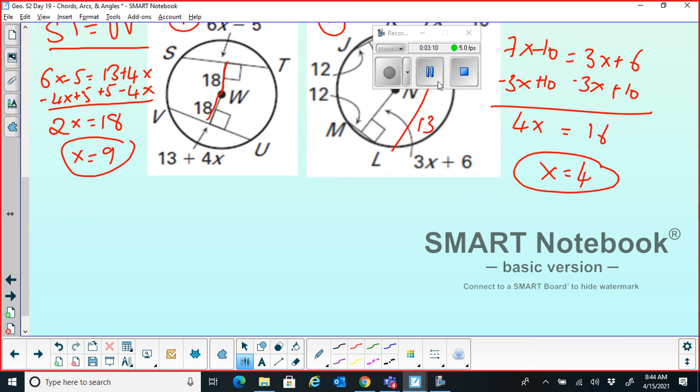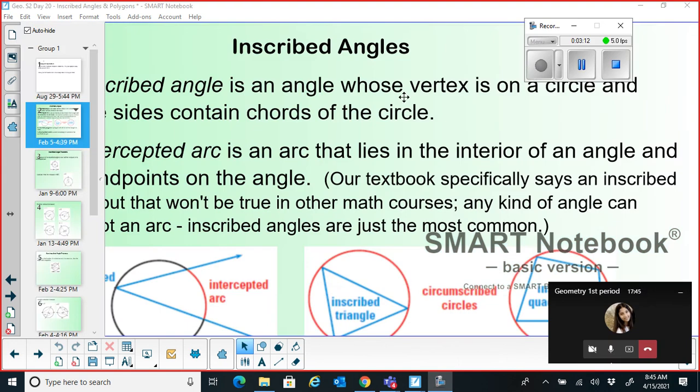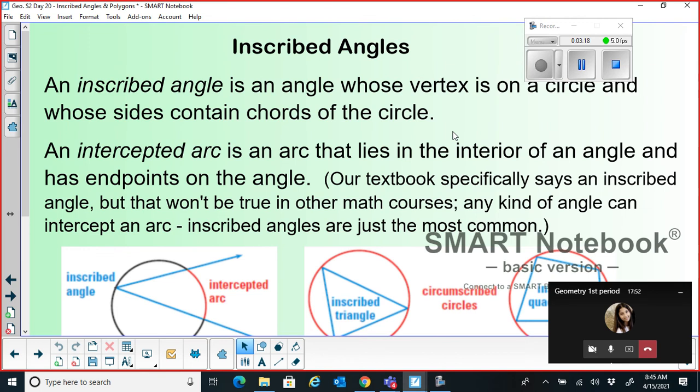Let's move on to today's slides. Just give me a second. Okay. Today we'll be seeing inscribed angles. Inscribed angles in a circle. That's what we mean here.